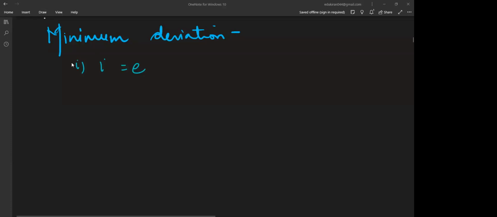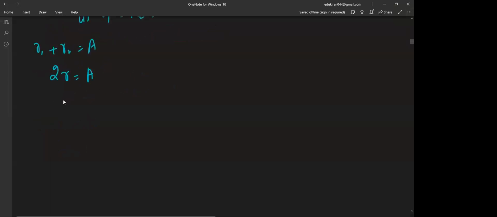Okay, angle of incidence is equal to angle of emergence. In the second case, R1 is equal to R2. So instead of taking it as R1 and R2, we'll be taking it as R. So R1 plus R2 is equal to A. So 2 times R will be A. From here, we have the equation of R as A divided by 2.